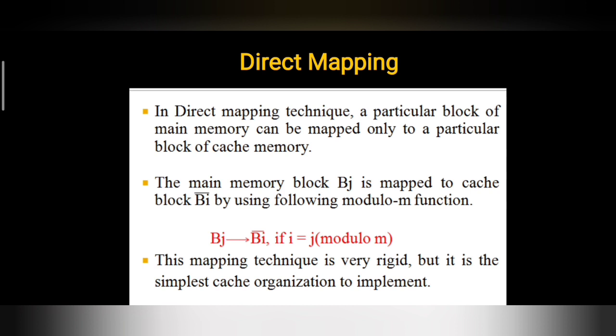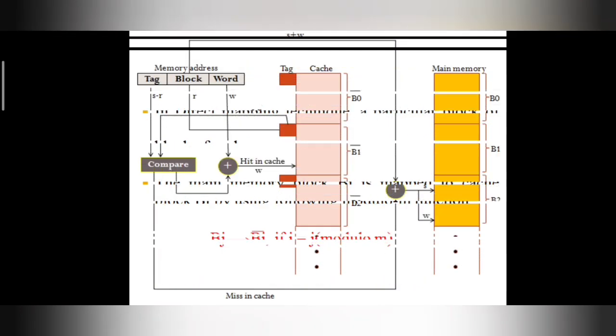So the main memory block Bj is mapped to cache block Bi by using the following modulo function, which says that Bj can be mapped to Bi, or I can say a main memory block can be mapped to a cache memory block, if i is equal to j modulo m. So just remember this formula because we are going to use it in order to understand direct mapping. This mapping technique is quite rigid in nature, but it is the simplest cache organization. Even if you're not getting what direct mapping is, I'll shortly discuss one example which will give you a clear idea how direct mapping actually works.